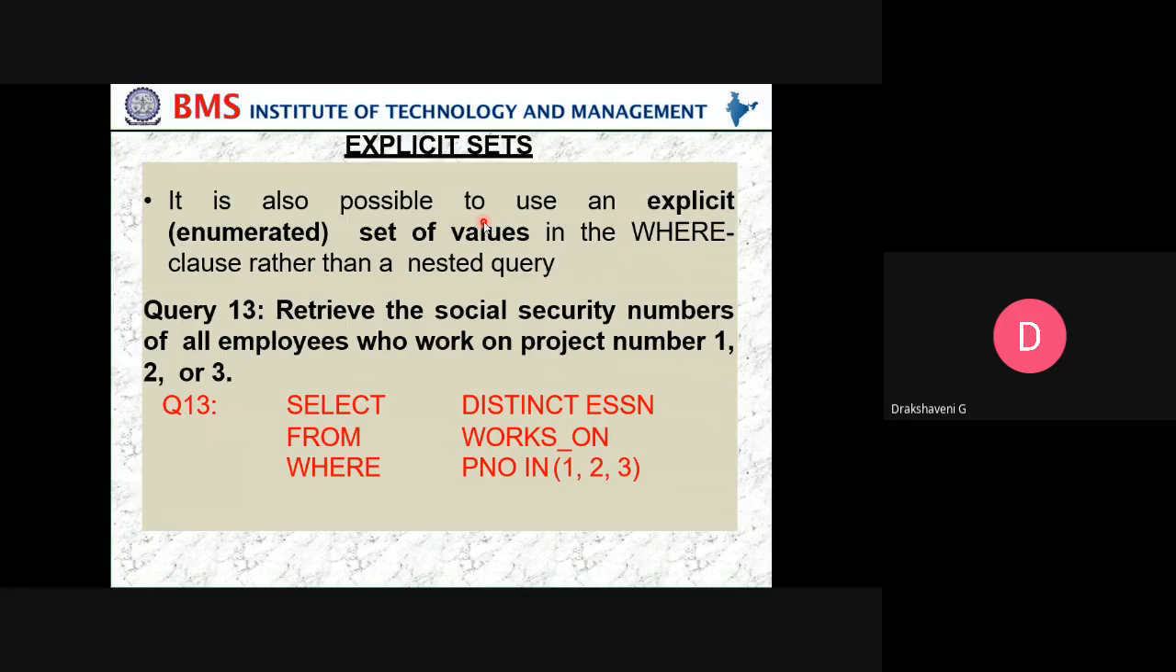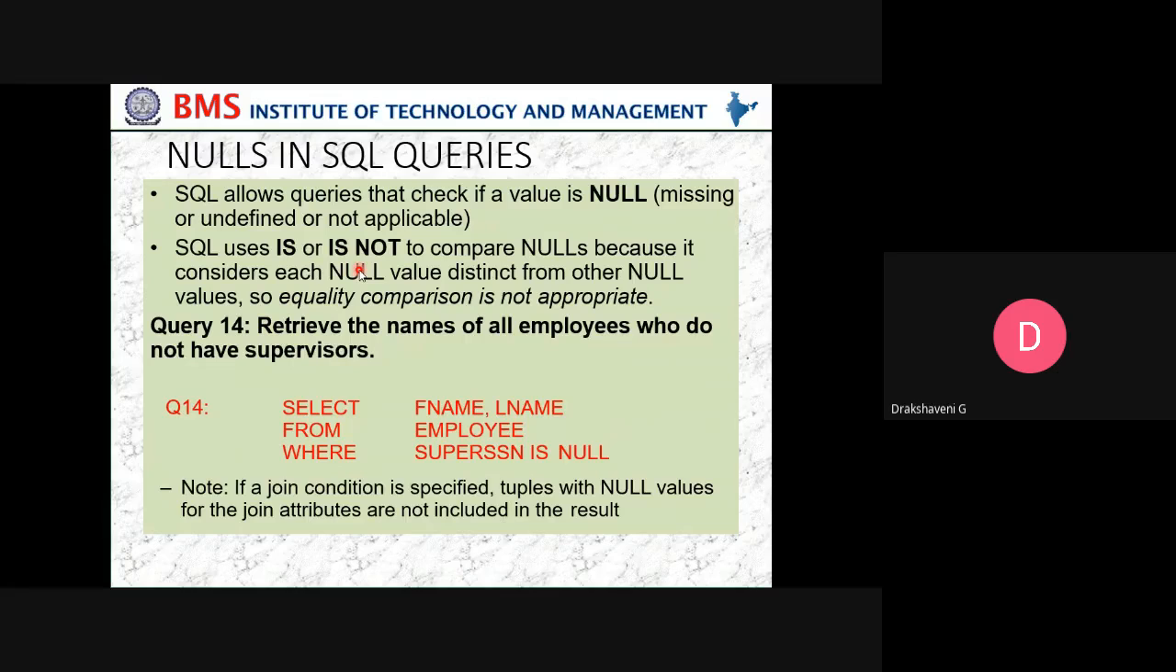In the same way, now we use an explicit function. It is also possible to use an explicit, that is an enumerated set of values in the where clause. Rather than nesting a query, retrieve the social security number of all the employees who work on project number 1, 2 or 3. So then we can say select distinct employees SSN from works on where project number in 1, 2, 3.